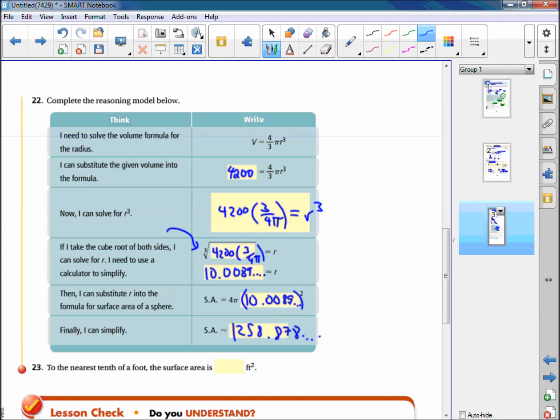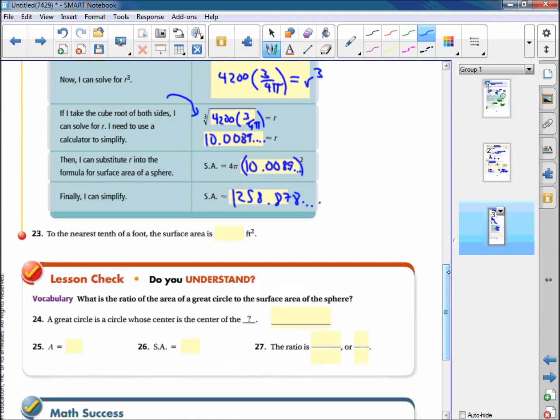Okay, so to the nearest tenth of a foot, the surface area is going to be 1258.9 feet squared. Okay, so remember the surface area formula is pi times 4 times the radius squared, and our volume formula is 4/3 times pi times the radius cubed. So we're using both of those formulas.